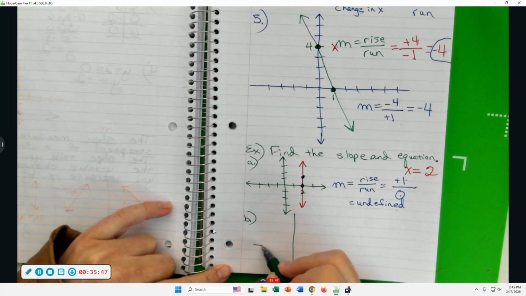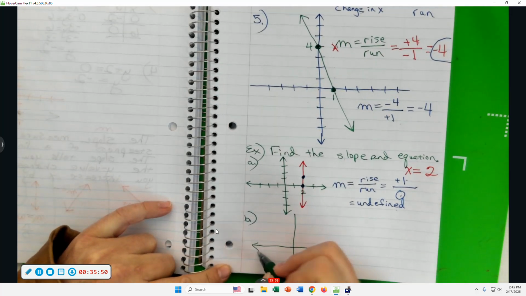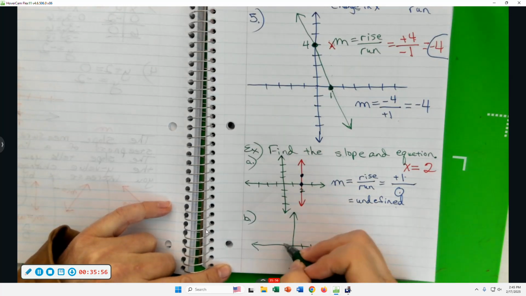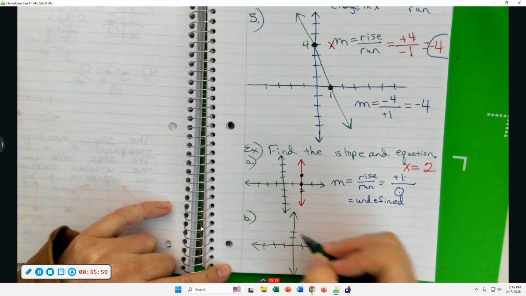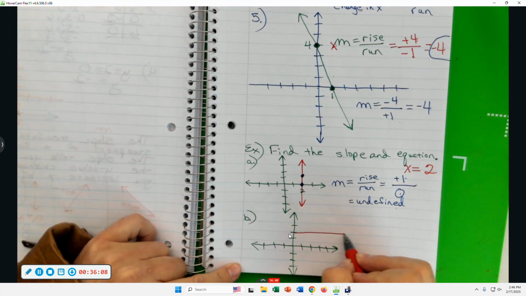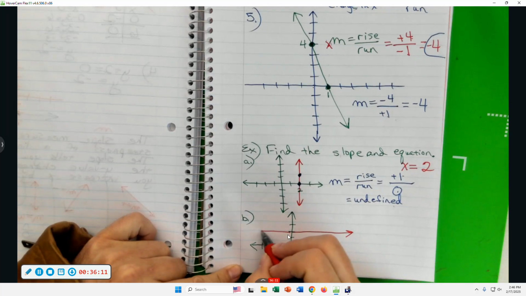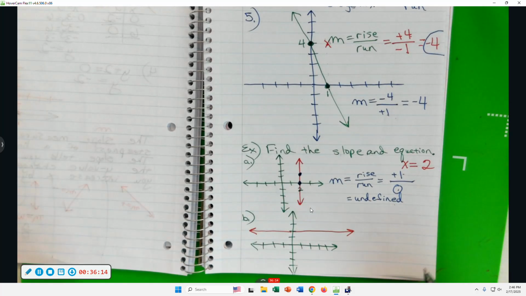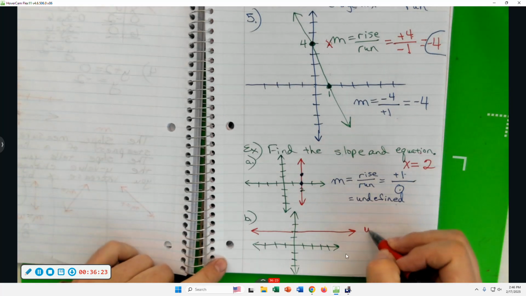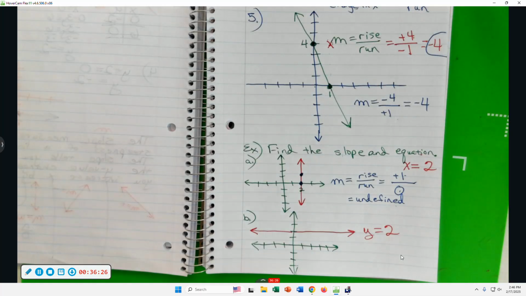Does it take a genius to figure out what sort of a line I'm about to draw? What's the other special case? You have vertical lines and you also have horizontal lines. So let's see. Suppose I have this horizontal line right here, passing through 2 on the y-axis. What would be the equation? Since it's horizontal, what's the equation? Y equals 2. Okay, there's the equation. It passes through the y-axis at the number 2.